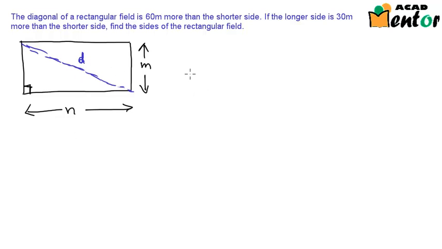So we know that D is 60 meters more than the shorter side. The shorter side was M. So D is 60 meters more than the shorter side, that is M, and it is also known that N, or the longer side, is 30 meters more than the shorter side. That means these are the two relations that we have got.